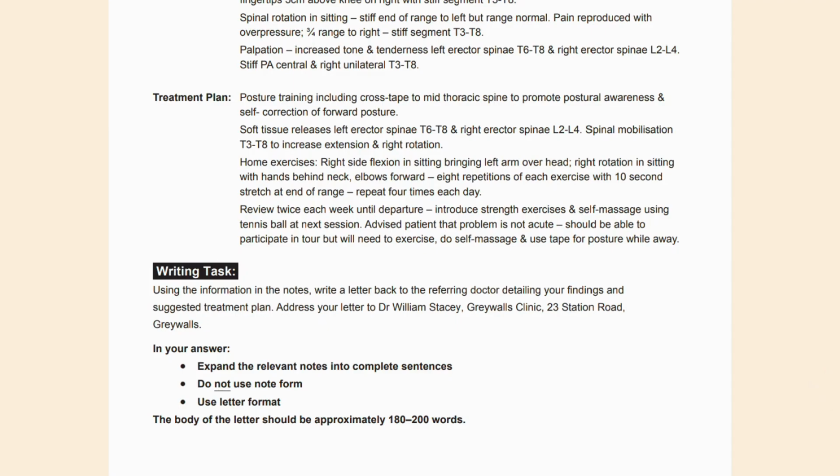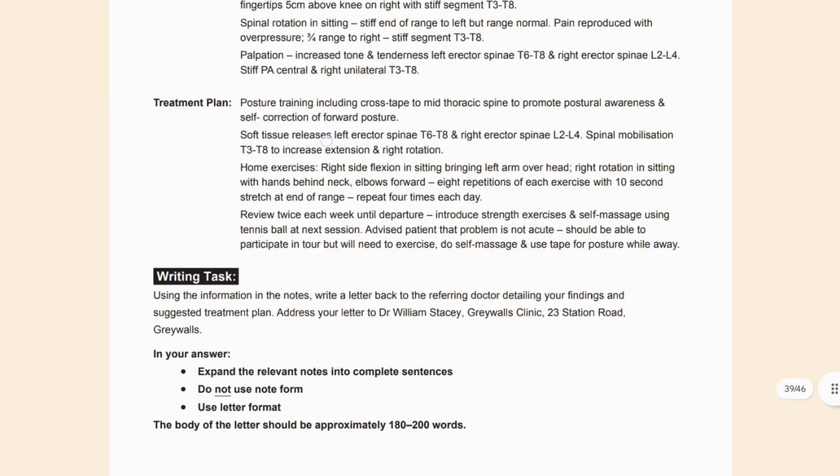Okay, then when it comes to the treatment plan, it's the treatment you have done for this patient, that we are conveying to the reader. So posture training including cross steep and mid thoracic spine to promote postural awareness and self-correction of forward posture. Is it relevant or not? I can say it's not relevant, because the doctor is not going to assist the patient to do the cross steep to the mid thoracic spine. Only a physiotherapist does that, so we can skip it.